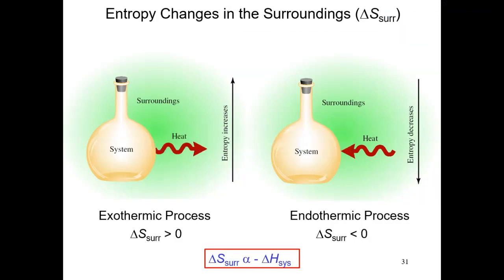Let's talk about this entropy of the universe thing that we started out with when we proposed the second law of thermodynamics. So the second law says that for a process to be spontaneous, the entropy of the universe must increase. The increase in entropy of the universe represents the sum of the entropy change of the system and the entropy change of the surroundings.